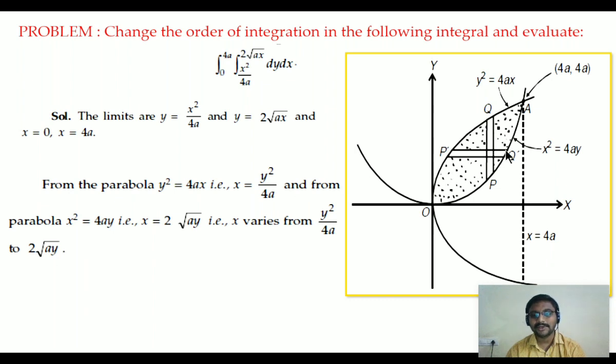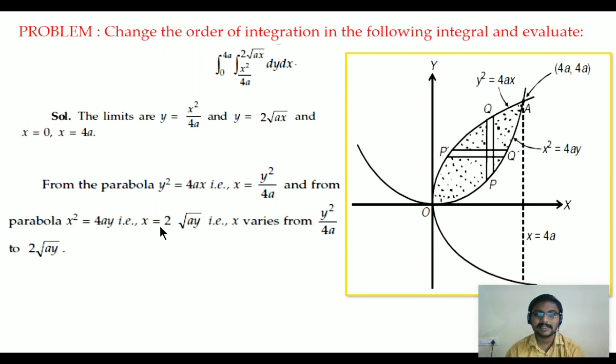So according to the new strip, that is the new strip horizontal to the x-axis, the left part touches the parabola y square equal to 4ax. In this, x is y square by 4a. Thus the lower limit of x is obtained, and the right side is on x square equal to 4ay.